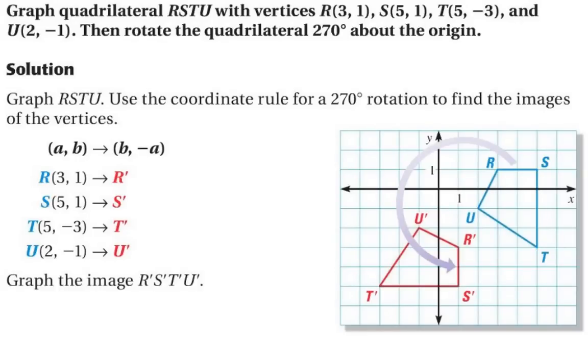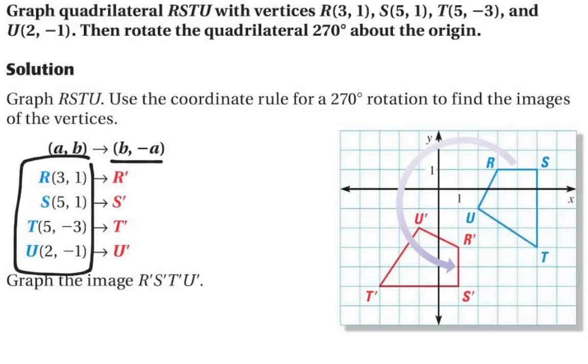So we've got quadrilateral RSTU, and they give us the coordinates up here at the top. They then say to rotate this with a 270-degree rotation about the origin. So here we've got our pre-image points all set up, kind of in a table like we've been doing. And the rules for this one have already been written down for me. We need to use B, negative A. So again, I'm going to be using as my x-coordinate the y-coordinate from the pre-image, and as my y-coordinate for the image, I'm going to be using the opposite of the x-coordinate from the pre-image.